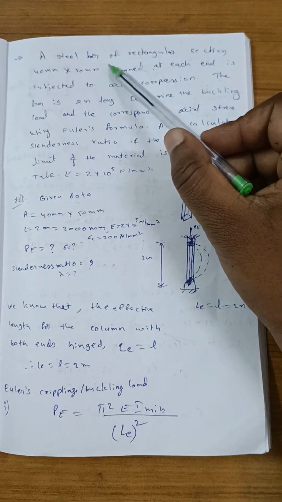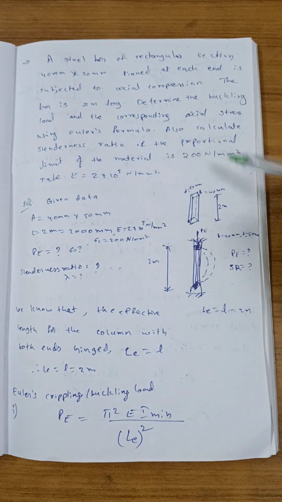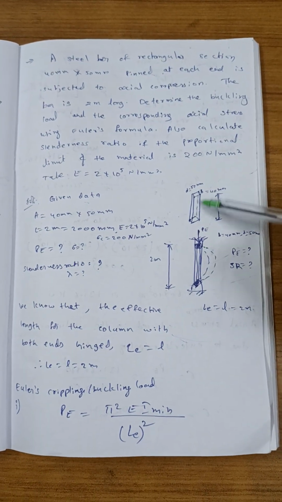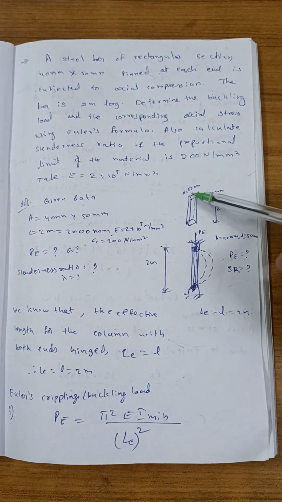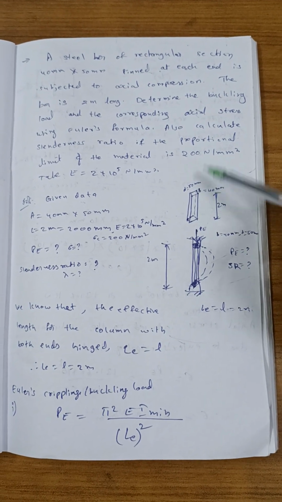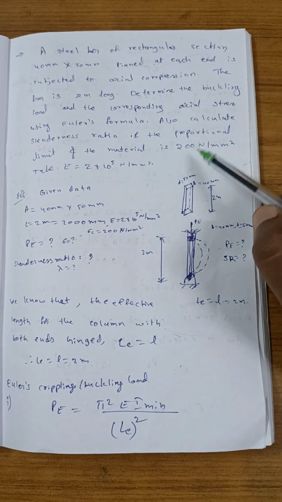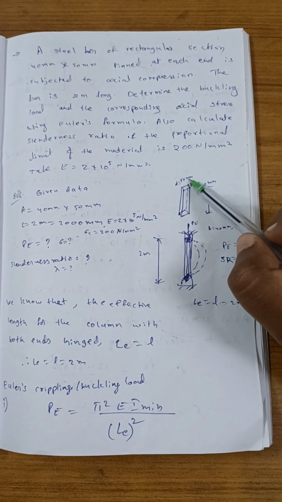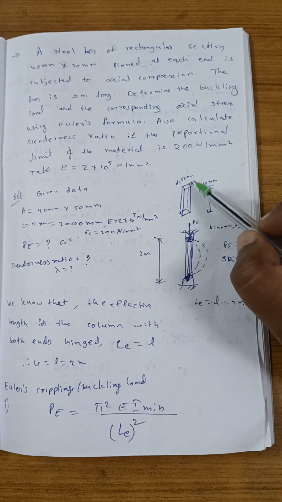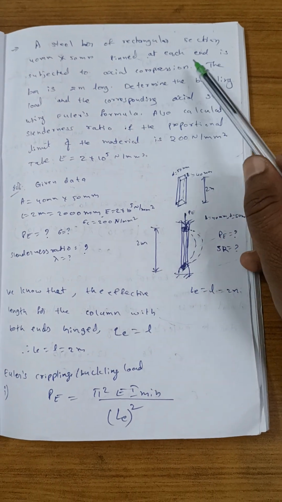Similarly, if you see the next problem, a steel bar of rectangular cross section. The cross section is rectangular, 40 by 50. This is 40, this is 50. Pinned at each end.